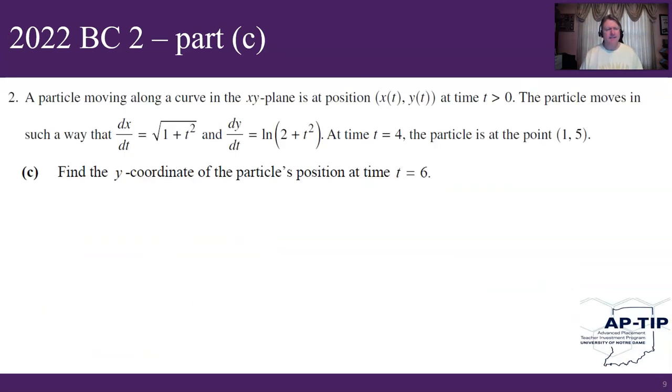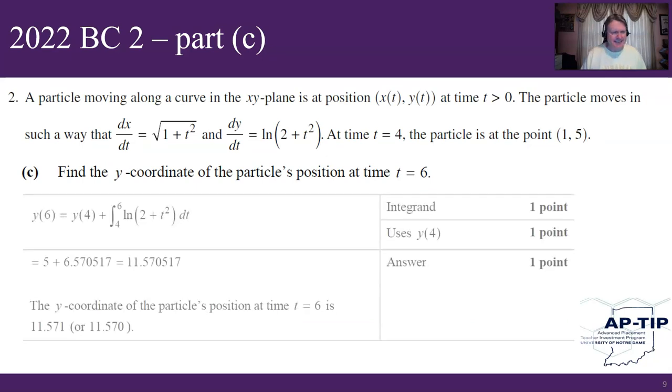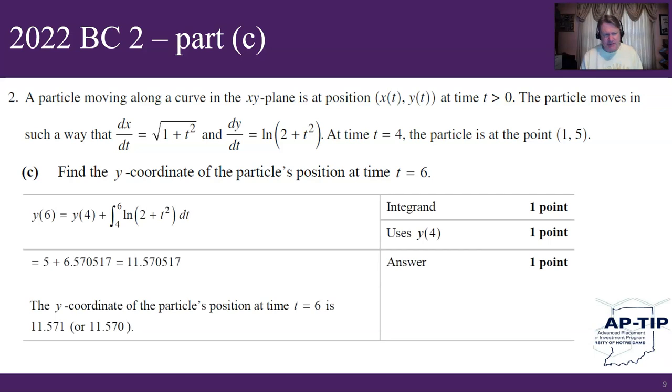All right, taking a look at part C now. Find the y coordinate of the particle's position at time t equals 6. Now this portion obviously is going to require a little bit of use of the definite integral and the fundamental theorem of calculus.